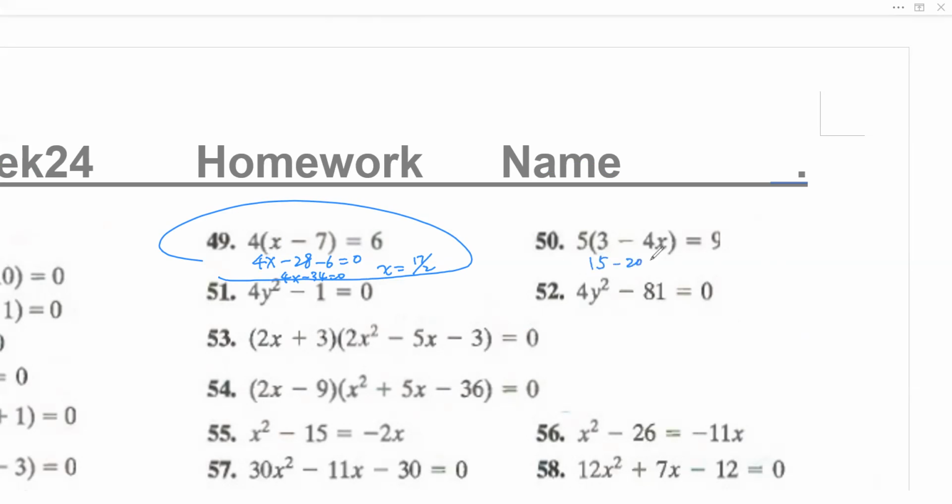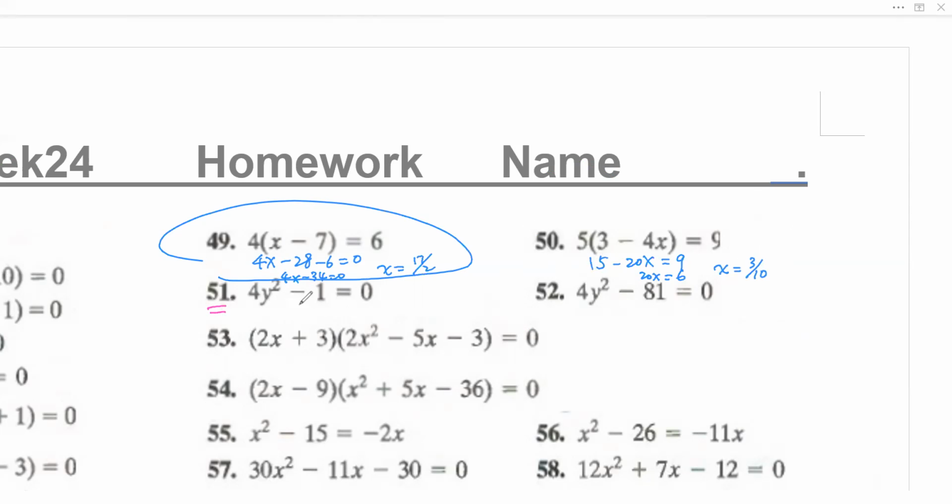What about this part? 15 minus 20x equals 9. So you got 20x equals what? Equals 6, right? 20x move to the right, 9 move to the left. So 20x equals 6. X equals what? 3/10. Right? These two are pre-algebra, you can solve this kind of problem. See 51.